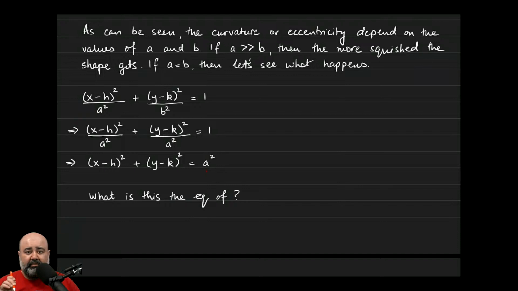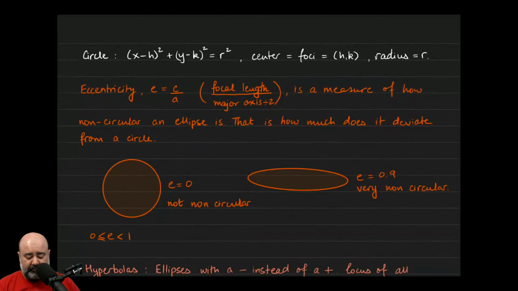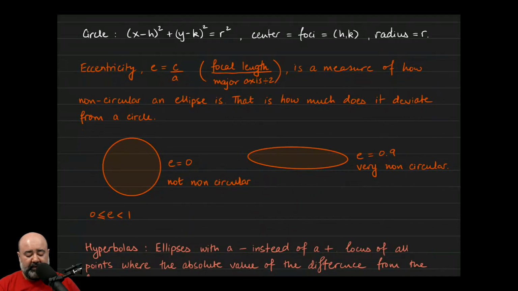Take a breather, pause the video, think about what this is the equation of. You might not have seen it with exactly these letters. You might have seen different letters representing constants, but think about what this reminds you of. Pause the video, come back once you've thought about it for a bit. It's actually the equation of a circle. Hopefully you were able to get there.